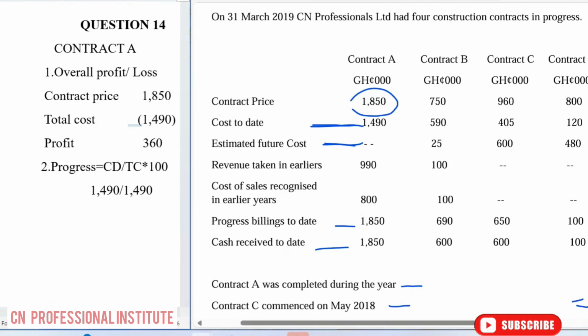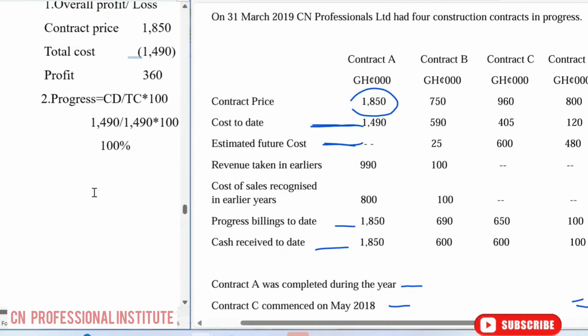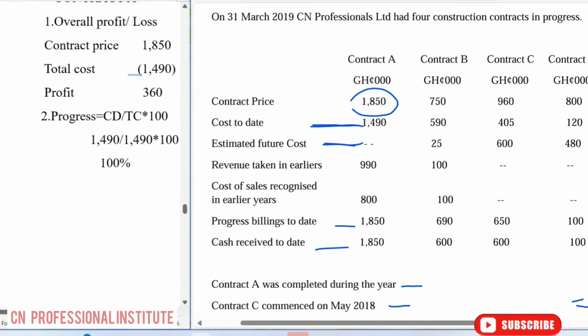Okay, because we said we have no cost to complete. Estimated future cost. Okay, that's the cost to complete and it's zero. So in this case, the cost to date is the same as our total cost. And it makes sense because we're told that the project was completed. Are you following? So when you multiply, you see your progress will be 100%. I said from the beginning that if the project is completed, then progress will be 100 percent. It's completed. So we have our progress 100%.